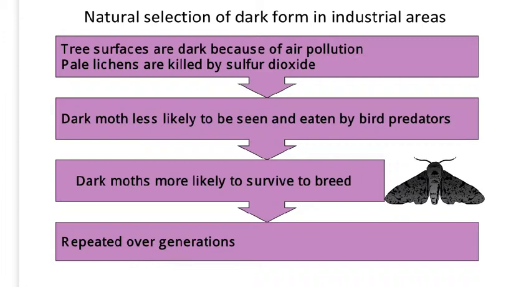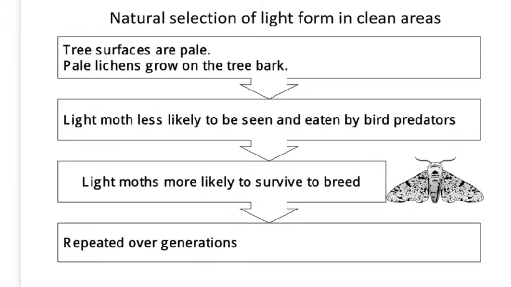The dark form of the peppered moth in industrial areas came about due to the fact that the tree surfaces that they live on were dark because of air pollution. The pale lichens which live on trees in countryside areas were killed off by sulfur dioxide. This means that the dark moths were much less likely to be seen and eaten by predators than the light ones. Therefore, the dark moths were the ones that survived and passed on this trait, repeating over generations until the dark moths became the most common in polluted areas.